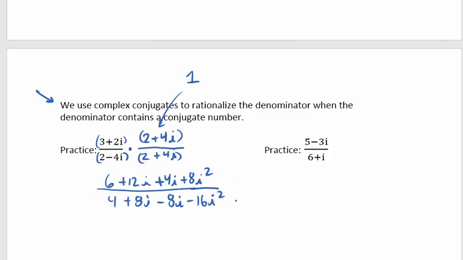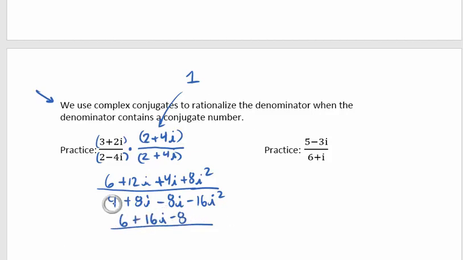All right, let's simplify this down now. In the numerator, let's see. This is going to be 6 plus 12i plus 4i is going to be 16i. And then positive 8i squared, well, remember, i squared is negative 1, so that will really turn this into a negative 8. All right, we still got some more simplifying to do up here, but let's go to the denominator.